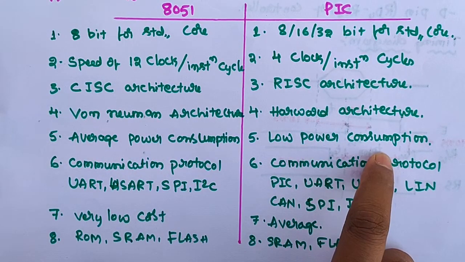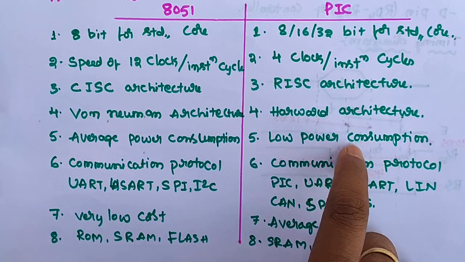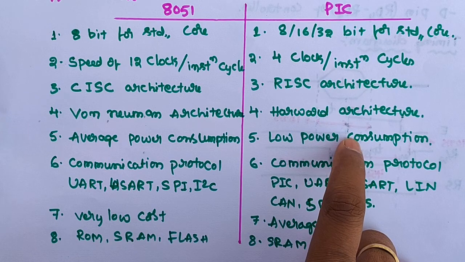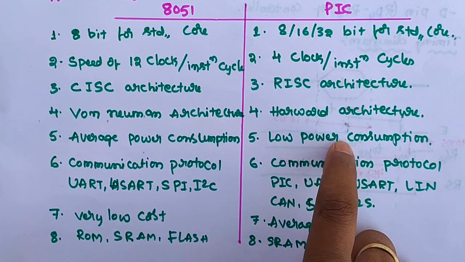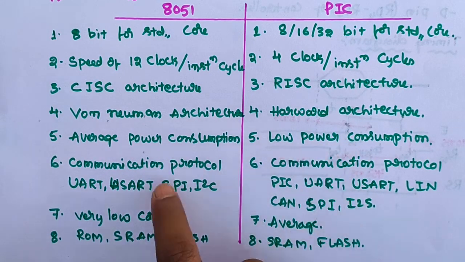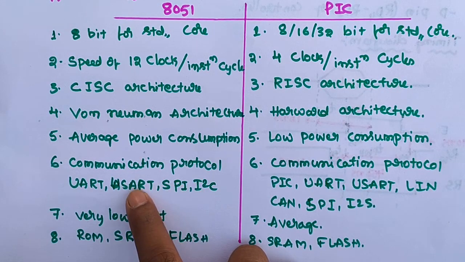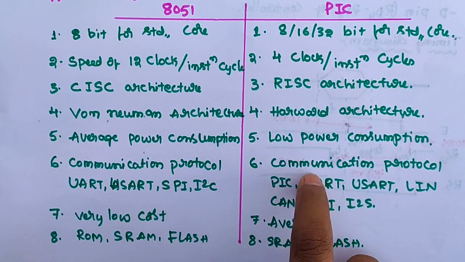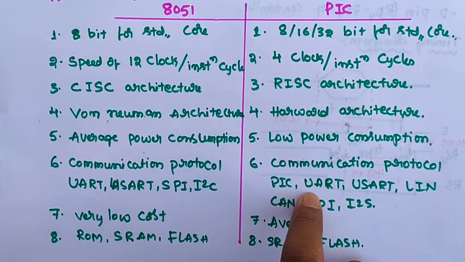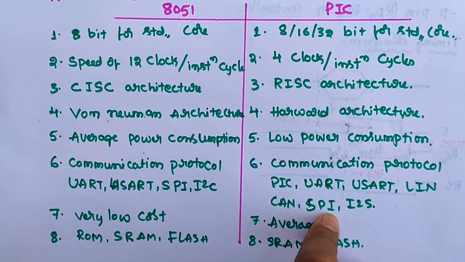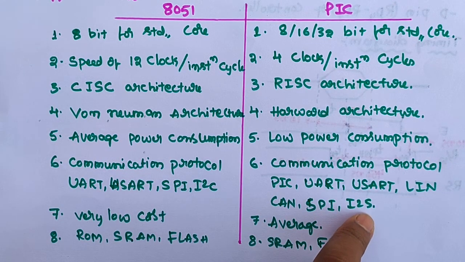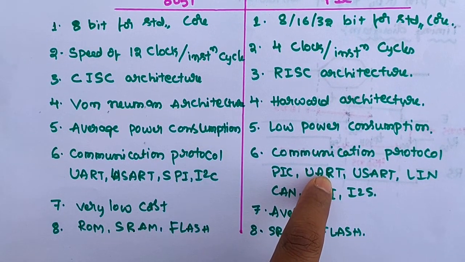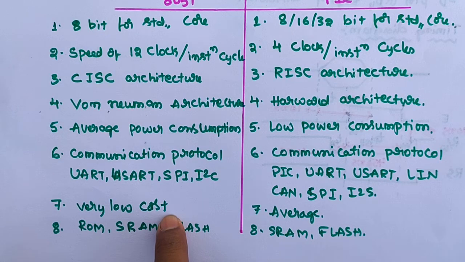The 8051 consumes average power, but the PIC microcontroller compared to the 8051 consumes very little power because no external RAM or ROM is needed; the peripherals are connected inside the PIC microcontroller. For communication, the 8051 uses UART, USART, SPI and I2C protocols for serial and other communications. The PIC uses UART, USART, LIN, CAN, SPI and I2C protocols, and it is very low cost.